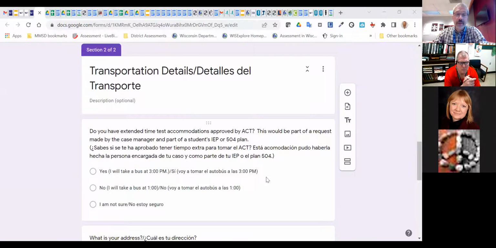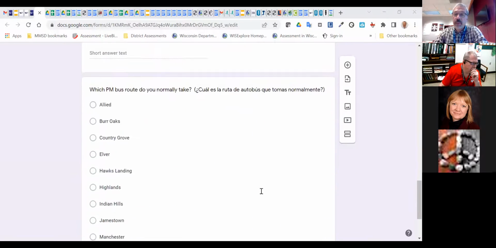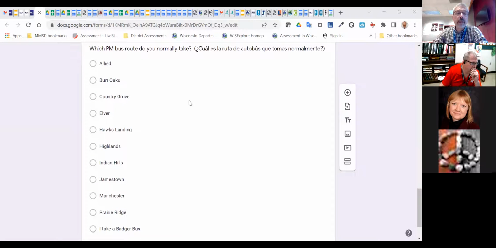So here are some details. Do you have extended time as approved by ACT? So I'm going to be taking a bus at 3. If not, then are you going to take the bus at 1 o'clock? And if you're not sure, that's also there. What address are you going to? And then this would be specific to Memorial, but also what route you take in the afternoon.